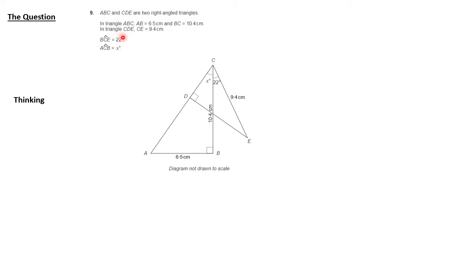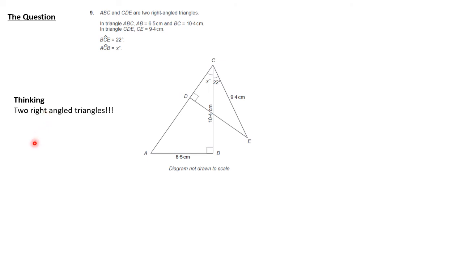We've got two triangles, ABC and CDE, and they've kind of been overlaid together. We've got all the dimensions written down as well as being put on the diagram. The diagram is not to scale, so we can't just measure off with a protractor. So what thinking do we need to do on this question?